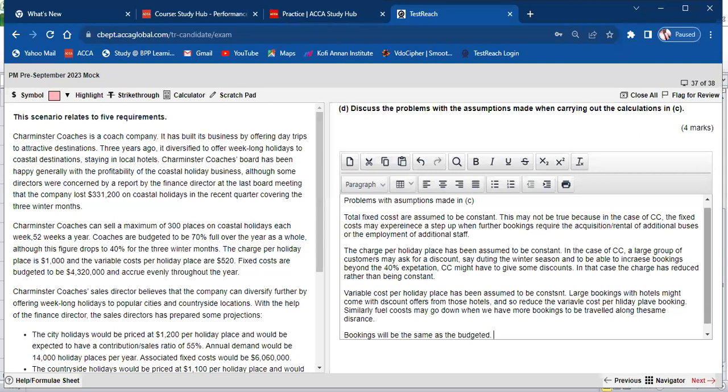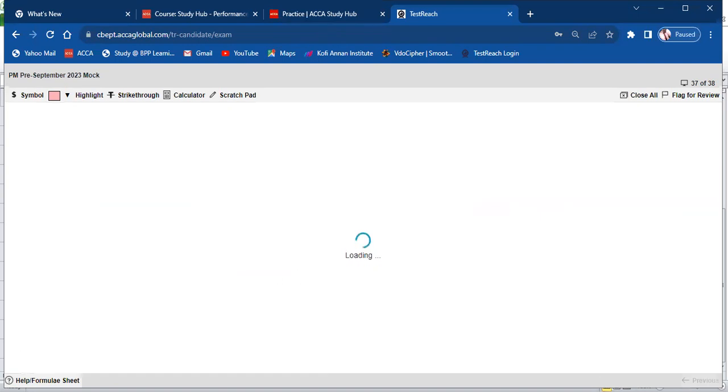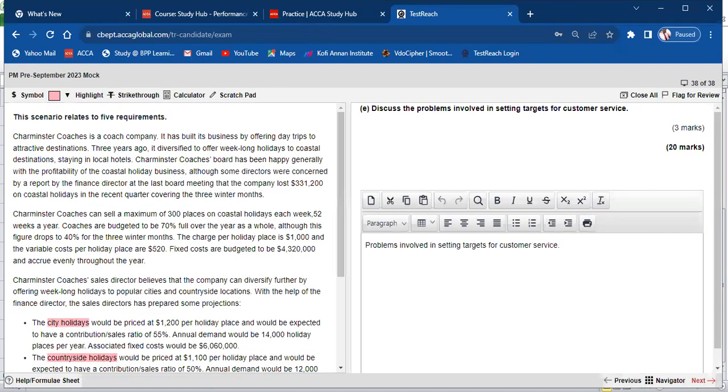Most PM candidates will not answer the narrative parts. When you take a break, you realize that there are things that you can actually do quite more easily than even the calculations. Now, discuss the problems involved in setting targets for customer service. What do you think? Problems involved in setting targets for customer service.